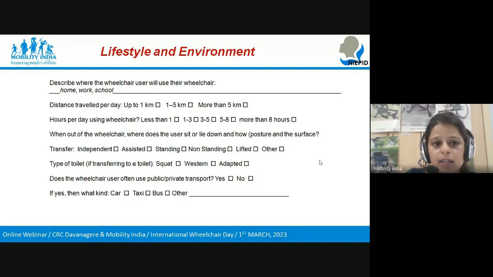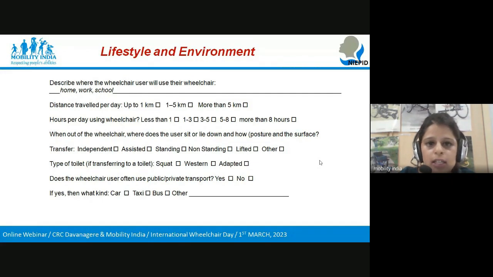Hours per day using the wheelchair: the longer the hours the wheelchair user sits, the higher the pressure on the cushion will be. So there will be high chances for development of pressure sores. So providing a pressure relief cushion is the better option. And also if you reduce the back height, it will keep the shoulder free, which will be easy for the wheelchair user to propel.